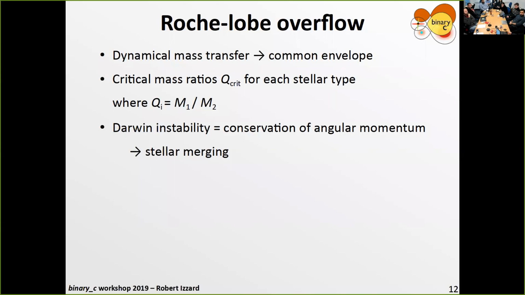So, other things like the Darwin instability are naturally in the model because that's actually just conservation of angular momentum. So angular momentum is conserved. That leads to stellar mergers, for example, which we then treat very similarly to BSE. So they're actually not so difficult to do.